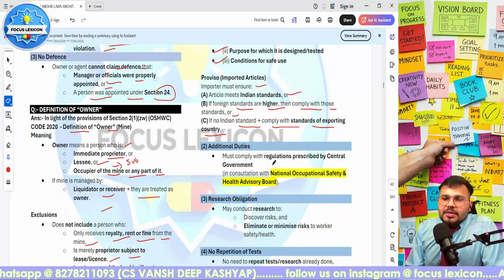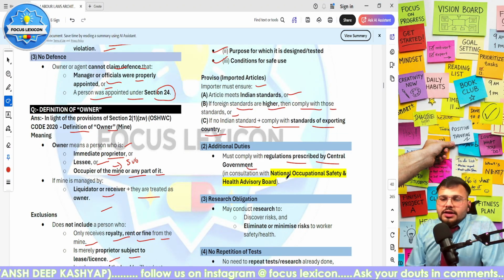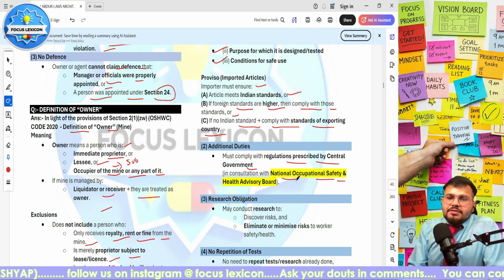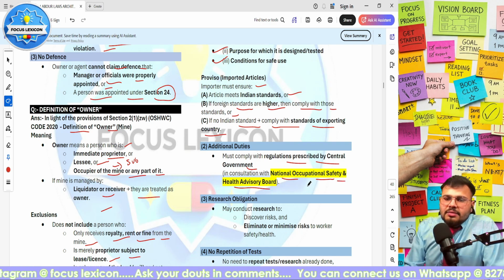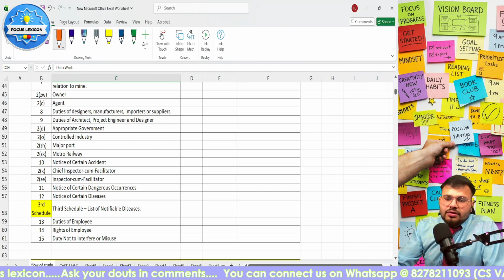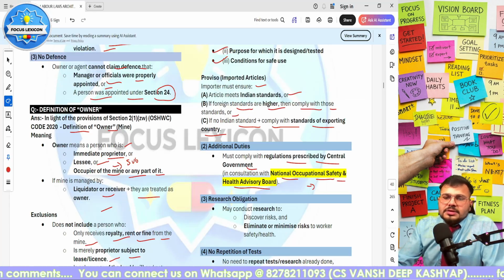Additional duties: must comply with regulations prescribed by the central government in consultation with the National Occupational Safety and Health Advisory Board. Now, this advisory board is also set up under this act. We will be learning this in the next chapter, for your National Health Advisory Board only. Okay, section number 16, we will be studying about it.